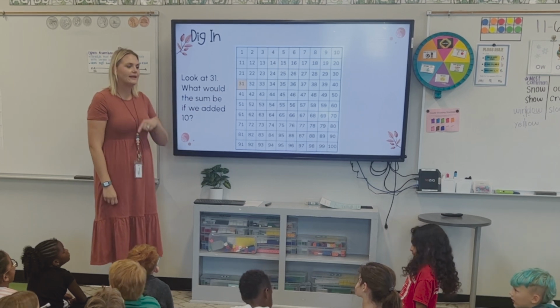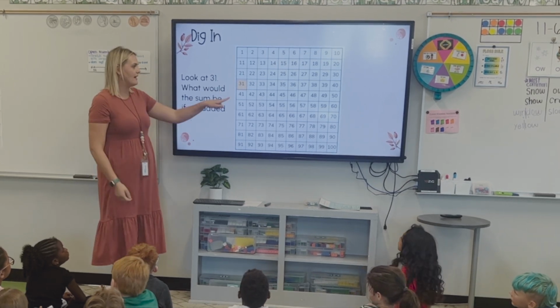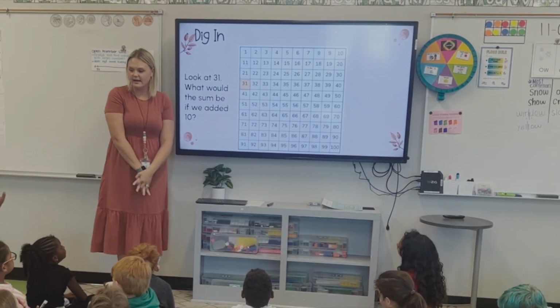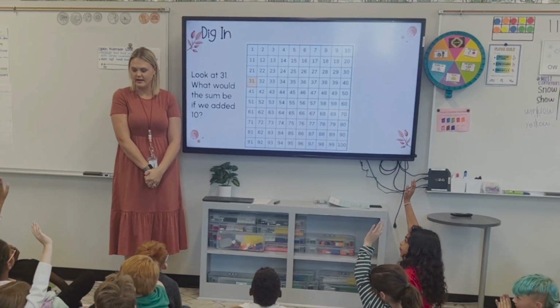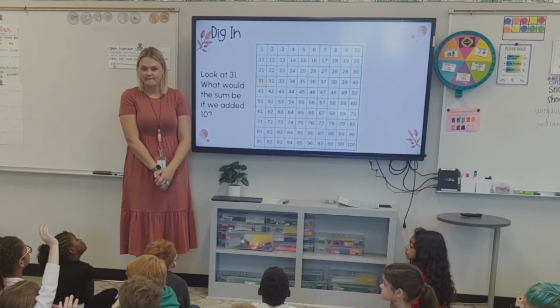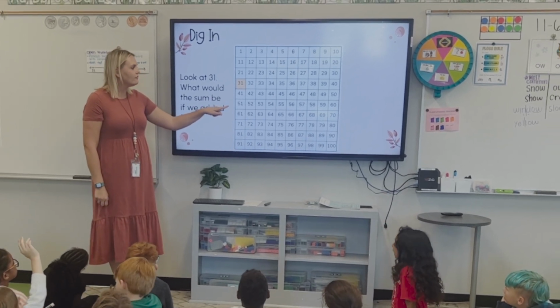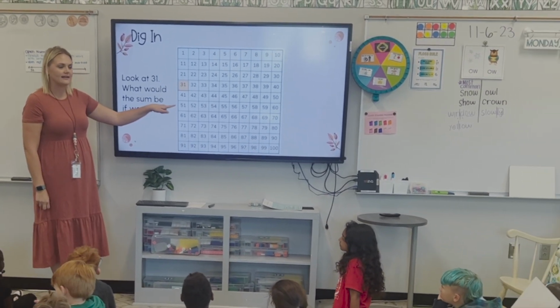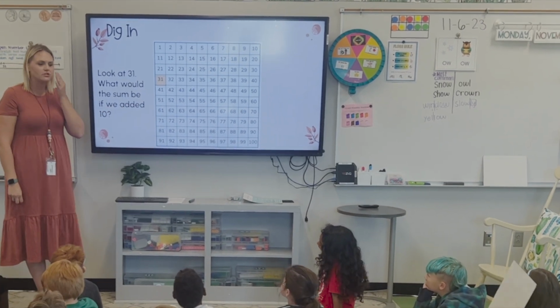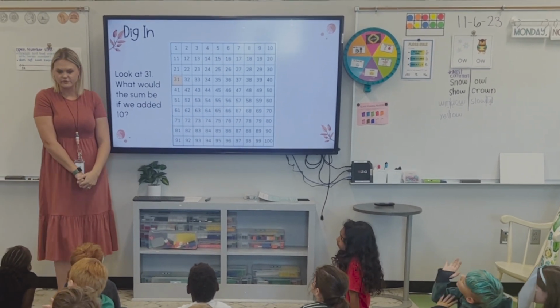What if we added another 10? So we're at 41 and we added another 10. What do you think would happen? Carrington? 51. It would be another jump of 10, wouldn't it? What if we continued this pattern, adding 10? Do you think we would ever get to the number 100?